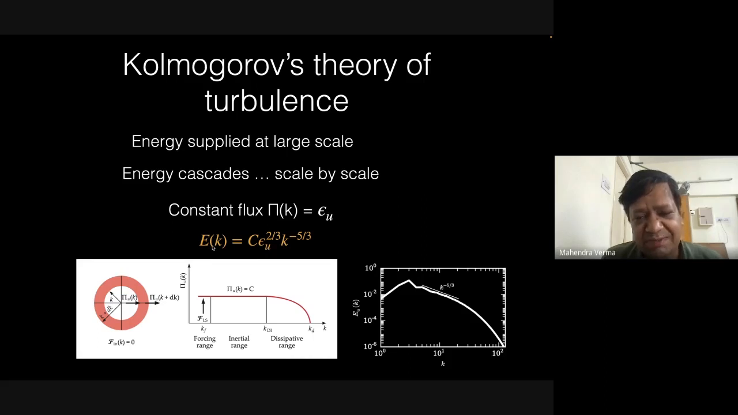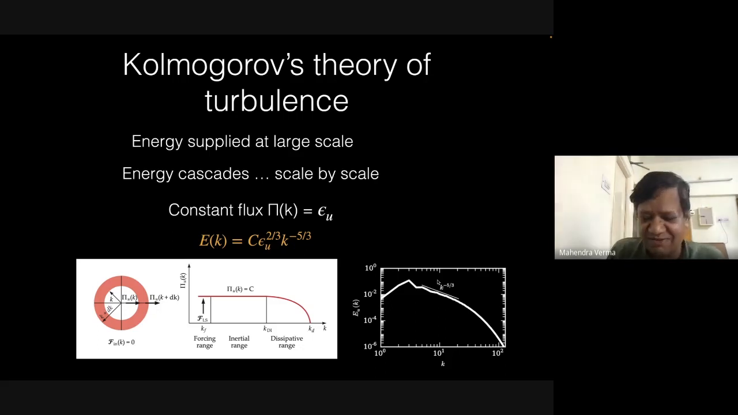So this energy spectrum in the inertial range, which is called the intermediate range, is epsilon_u to the power 2/3 (the flux) times k to the minus 5/3. And this has been seen in many experiments and many simulations of hydrodynamics. Now we can use this law to derive the heat flow from the air conditioner.